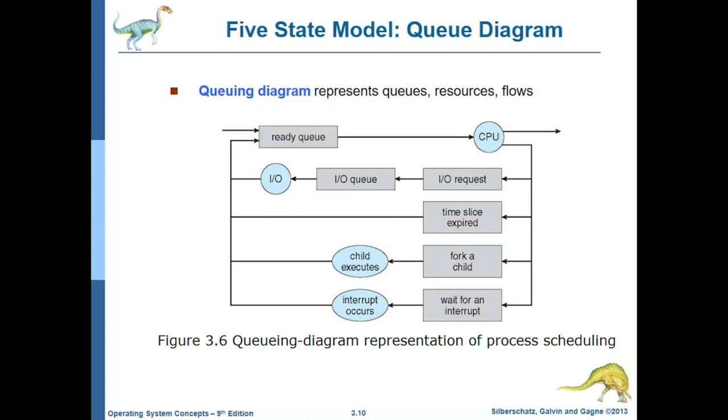This means that the process has finished its execution and released all its resources. This five-state model is a simplified version of how processes are scheduled in an operating system. There are more details and variations that we will cover later in this course.